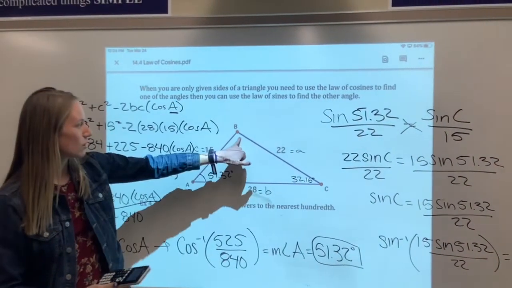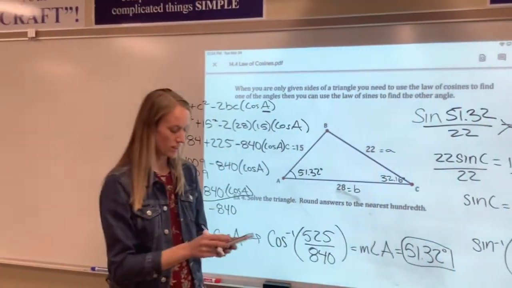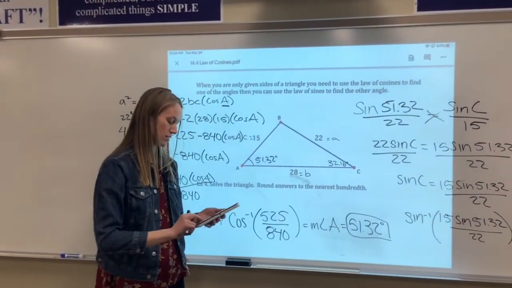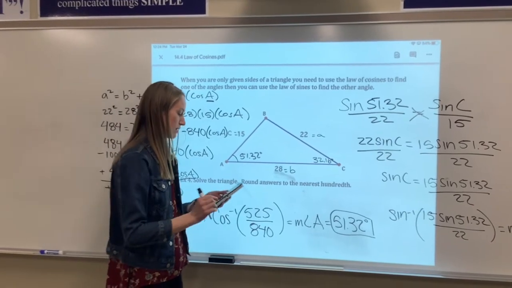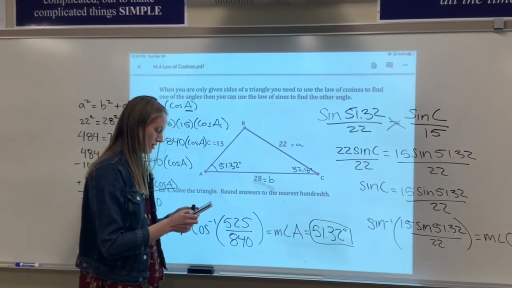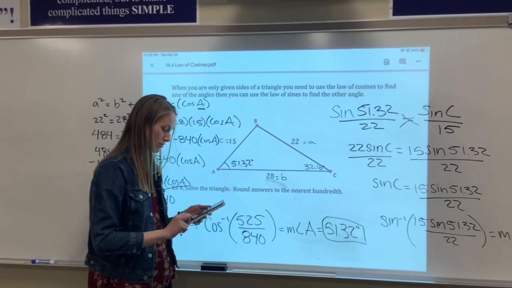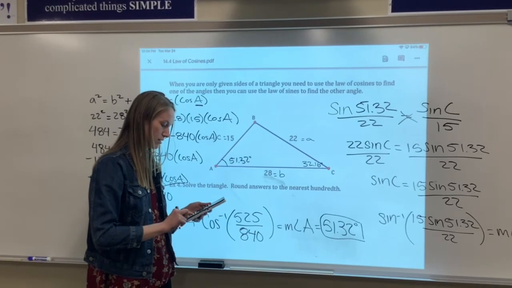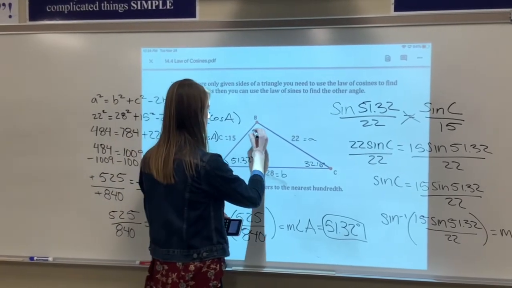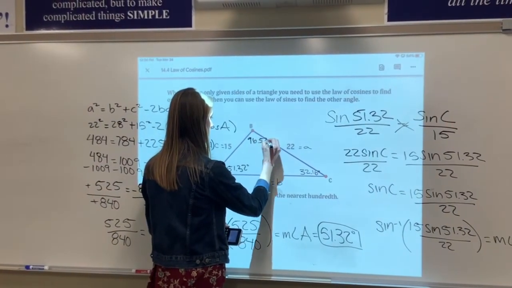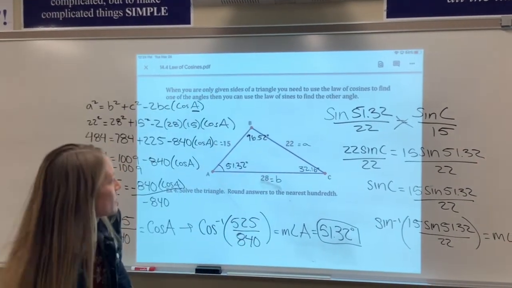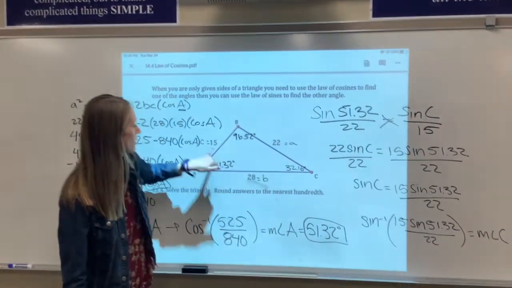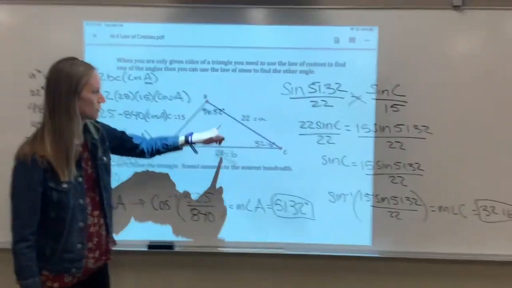And now to find angle B, the three angles have to add up to 180. So 180 minus 51.32 minus 32.16. I typed that in wrong. Take two. 96.52 degrees. So check to make sure that makes sense. Our largest angle is across from the largest side, smallest angle across from the smallest side, medium angle across from the medium side.